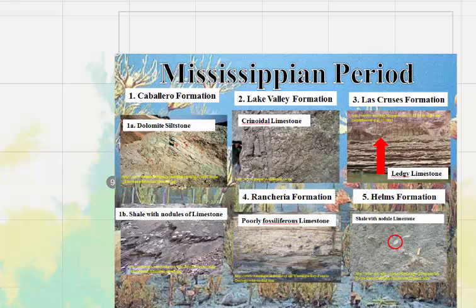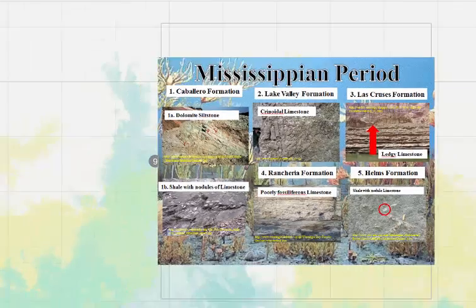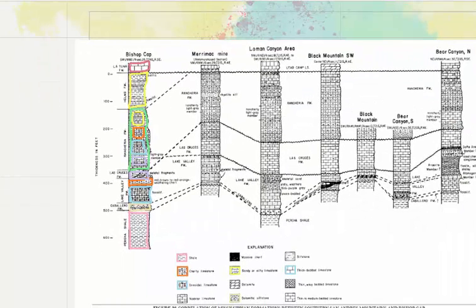Fourth, we have the Rancheria Formation, which is known to be a limestone with poorly fossiliferous sands. Last is the Helms Formation. This formation is also shale with nodular limestone, but is known to be a lot softer. In this first correlation displayed, we can see the different formations displayed in the Bishop's Cap area.